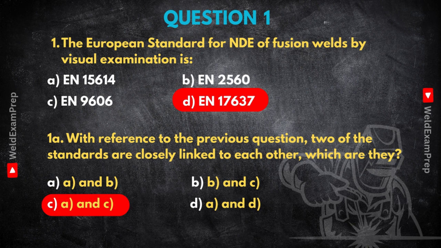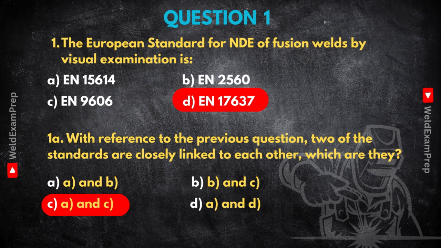That's EN 15642 and EN 9606. Okay, procedure and welder qualification. Exactly. What's really fascinating here is that direct, almost symbiotic relationship between qualifying the welding procedure, EN 15614, and qualifying the welder, EN 9606, to actually carry out that procedure.